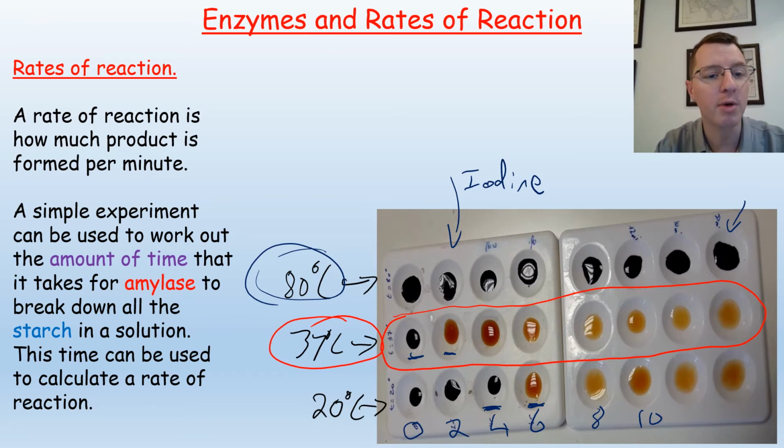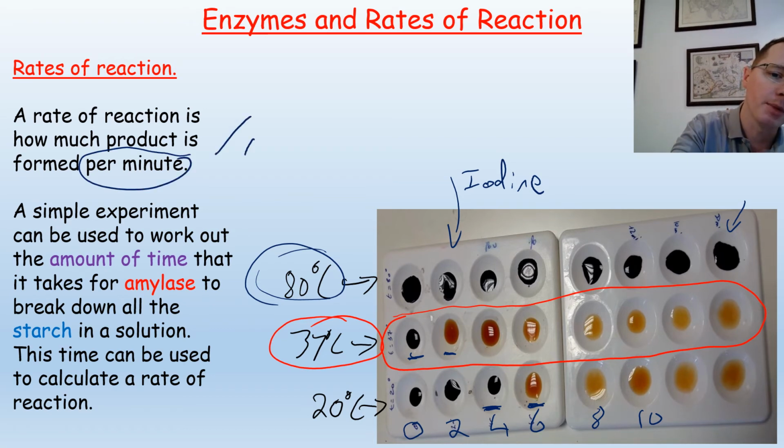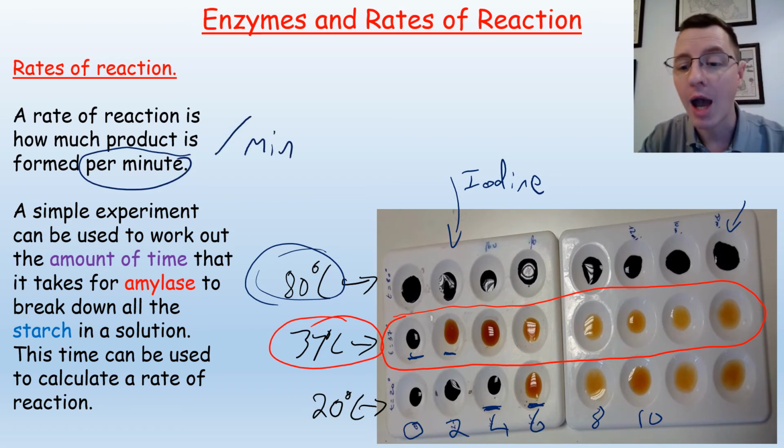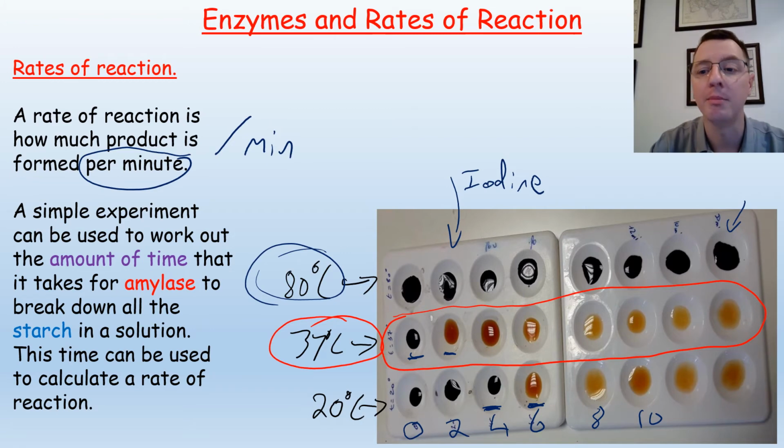So this experiment tells you how much time it takes for amylase to break down all the starch in the solution. But we can also then use the results of these experiments to calculate a rate of reaction. And the rate of reaction is how much product, how much maltose in this case, is formed per minute. Rates of reaction are always how much product per minute.